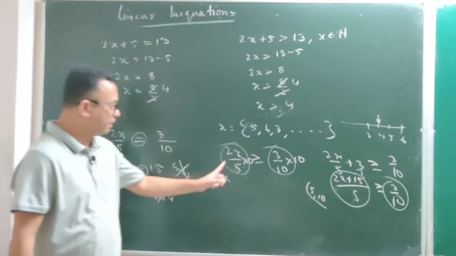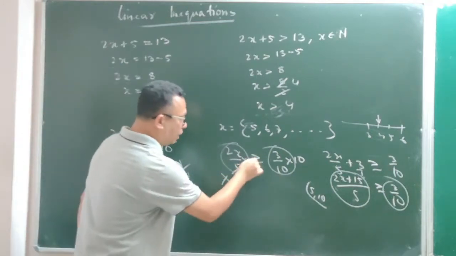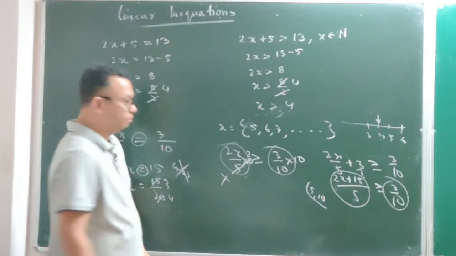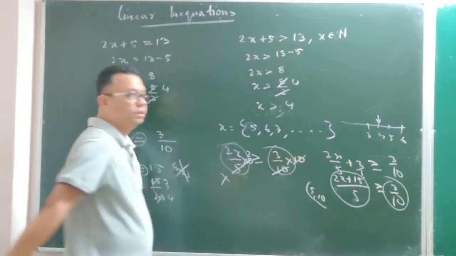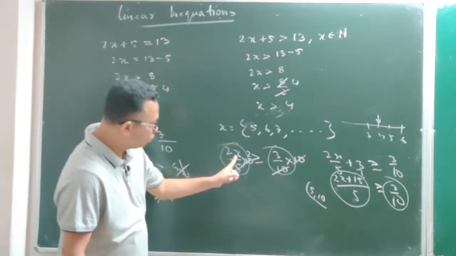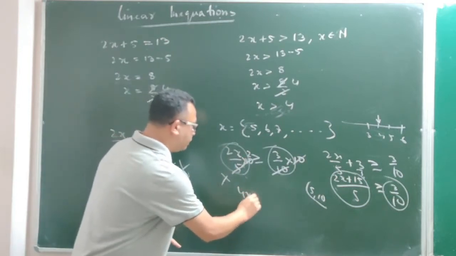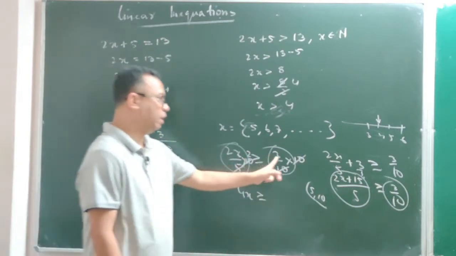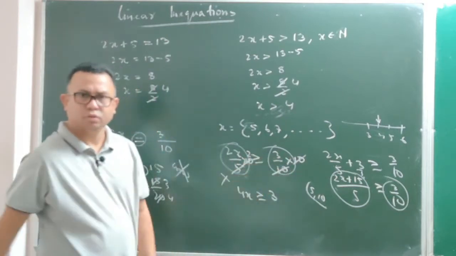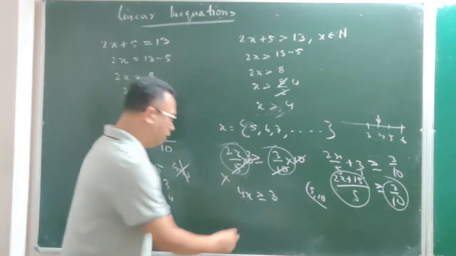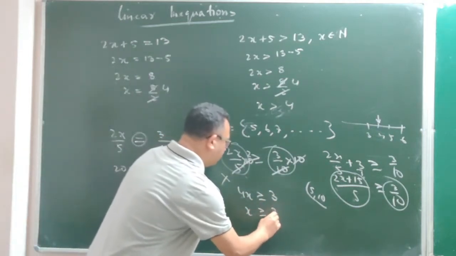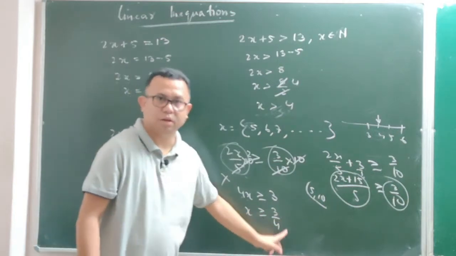Okay, now see what will happen. As I have multiplied this with 10, you can see 5 is cancelling with 10 two times, and 10 is cancelling with 10 this way. Now what are we left with? 2x into 2 is 4x, greater than or equal to 3. Since 4 is positive, x is greater than or equal to 3 by 4.